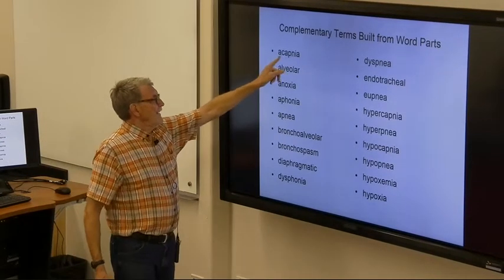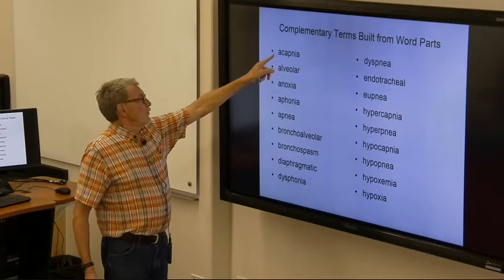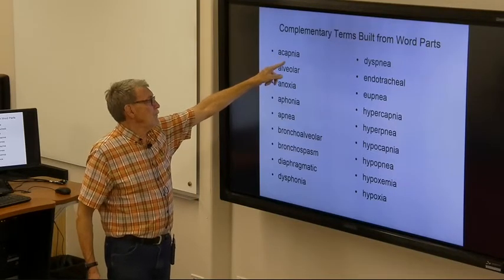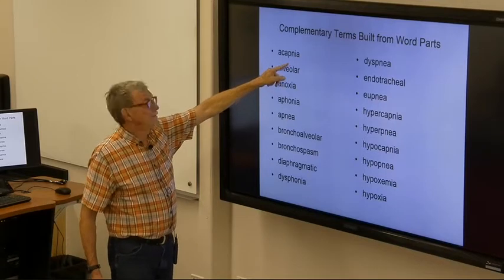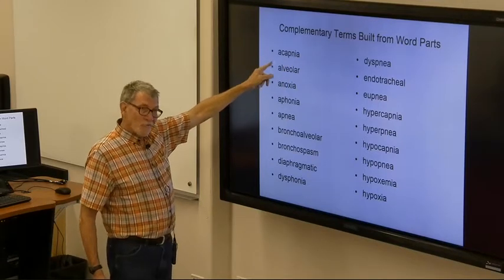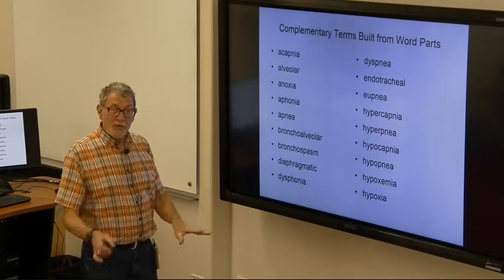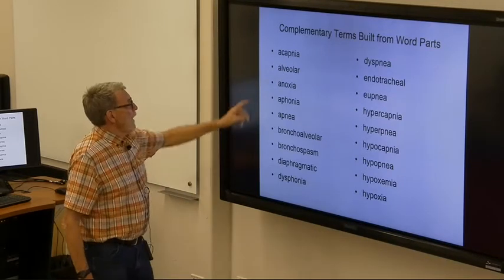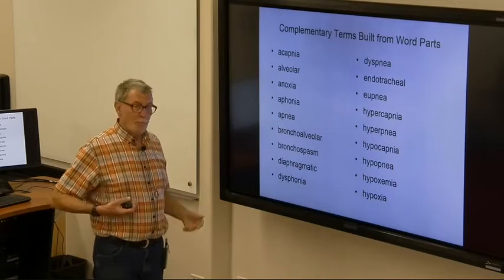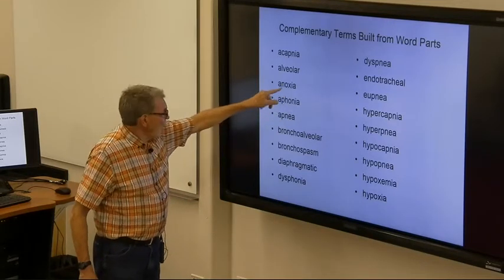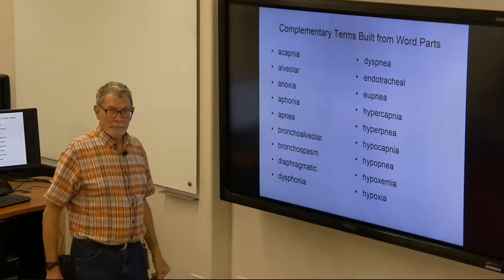What's capnia? CO2, capnia in the blood. Hypocapnia is a lack of CO2 in the blood. It's actually too low. Alveolar, talking about the alveoli. Anoxia, not enough oxygen in the blood.